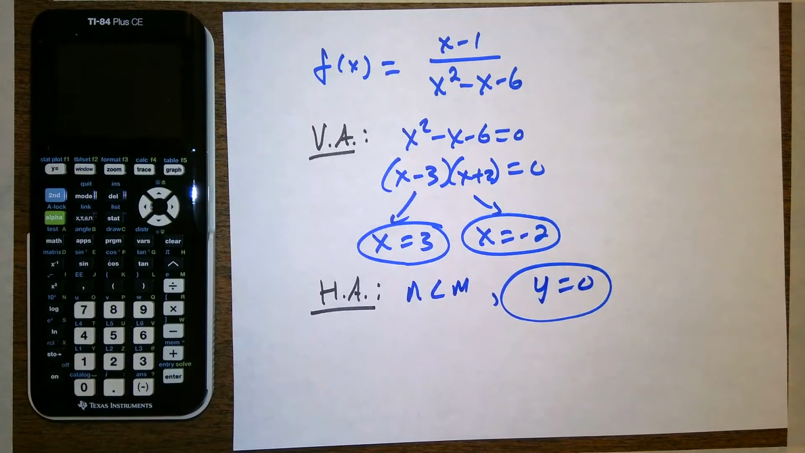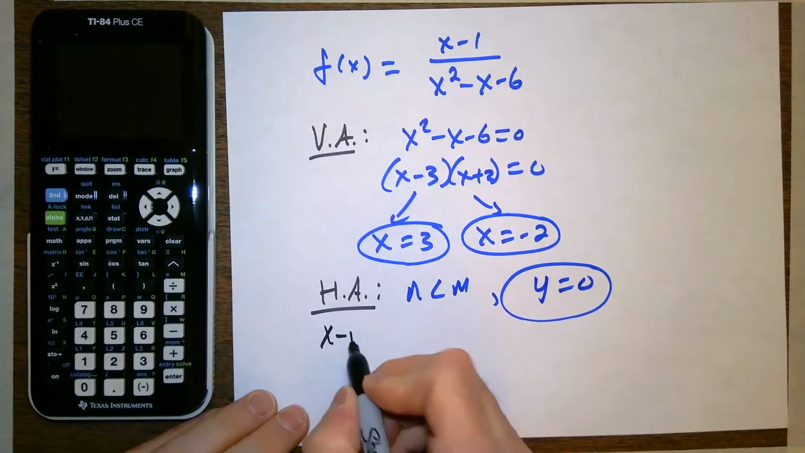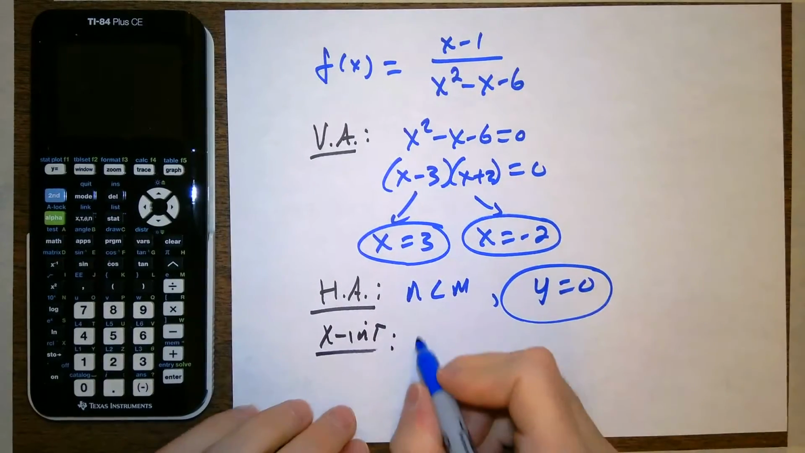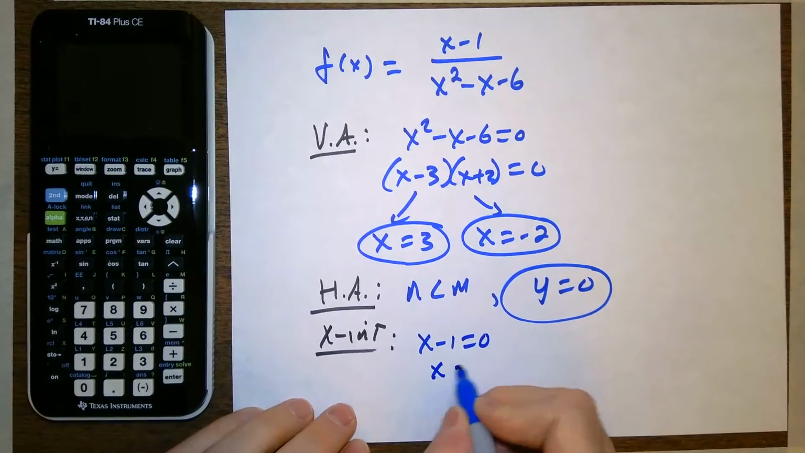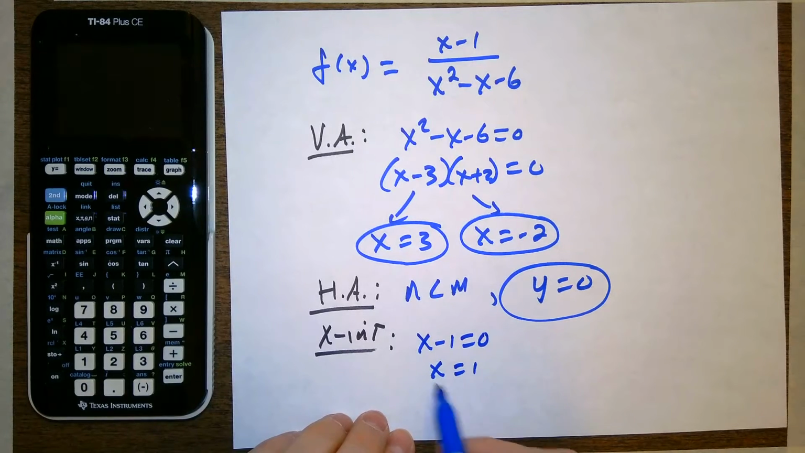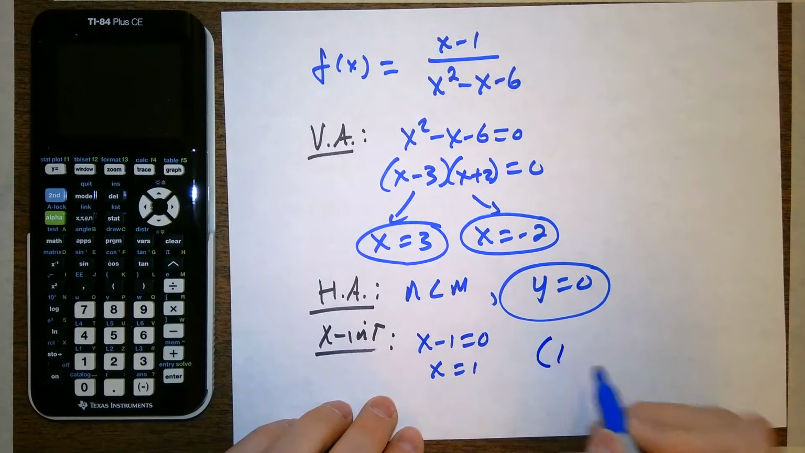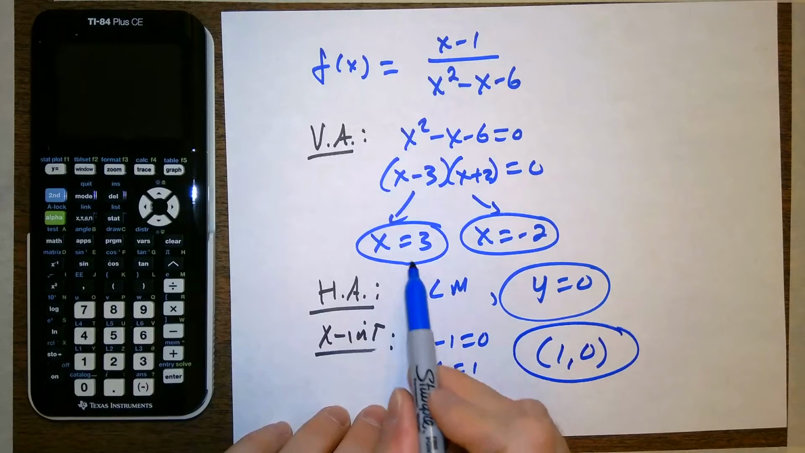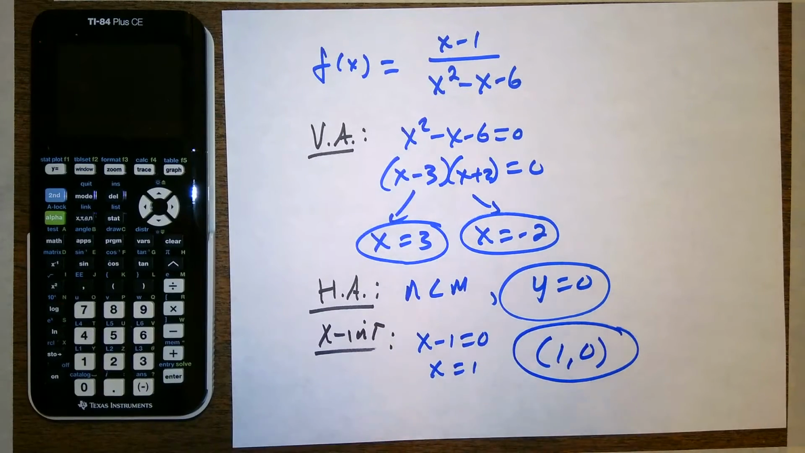All right, now let's take a look at the x-intercepts. The x-intercepts are the zeros of my numerator. The numerator is x minus 1, so x equals 1. Now don't circle that, because the line x equals 1 isn't anything here. This is the x-intercept. In other words, when x is 1, y is 0. That's an x-intercept. Don't confuse it with the vertical asymptotes here.